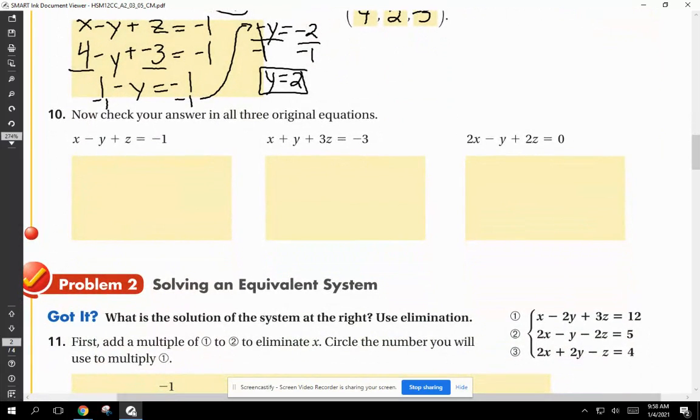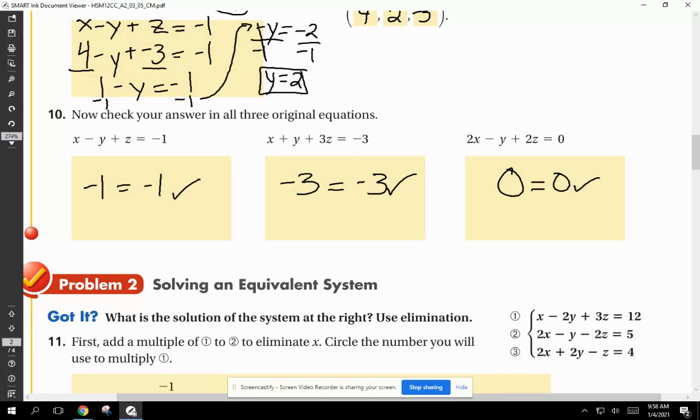Okay. Now he says we want you to check your work in all 3 original equations. And you can do this. You can plug all the numbers in all these and find the answer and make sure you got them. So if we did this one, it's -1 equals -1. It's a check. I'm not going to do all the work because I don't want you guys to spend all this time. But that one works too. And then the last one, I did the work. It's 0 equals 0. And that's a check. So we solved all of those.